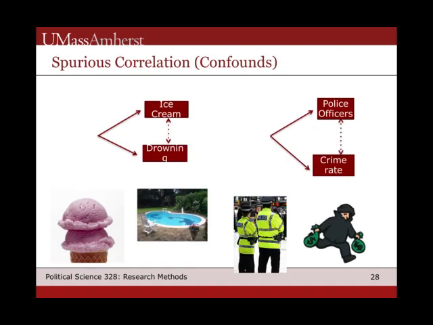Now, a quick word about spurious correlations, which is another example besides mediation. So here we have a relationship between ice cream and drownings. And what do you guys think?